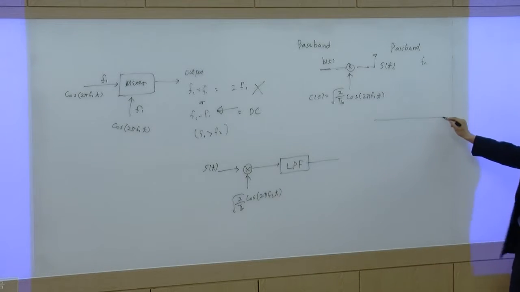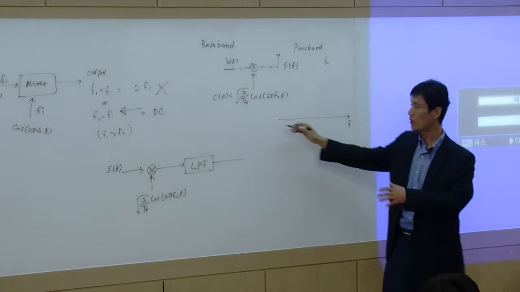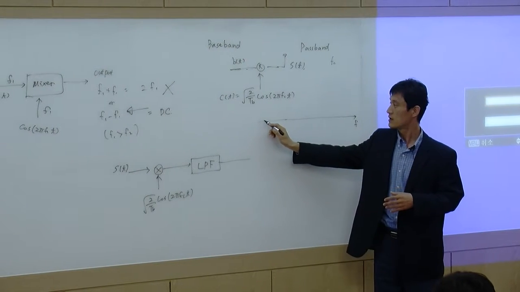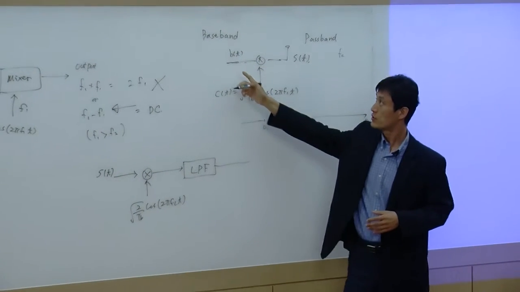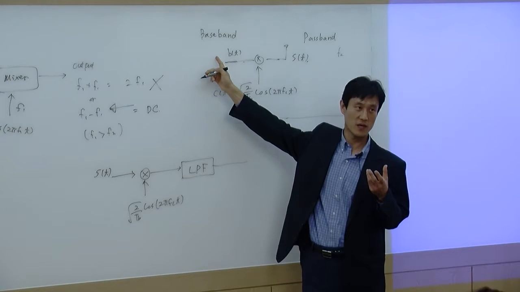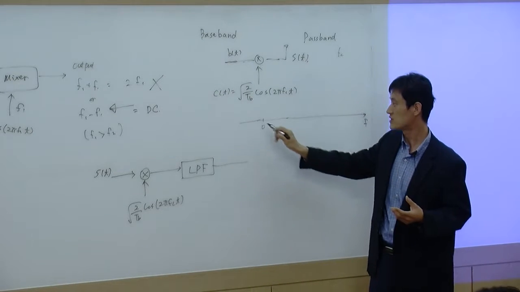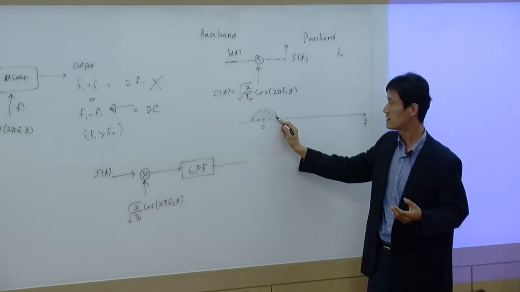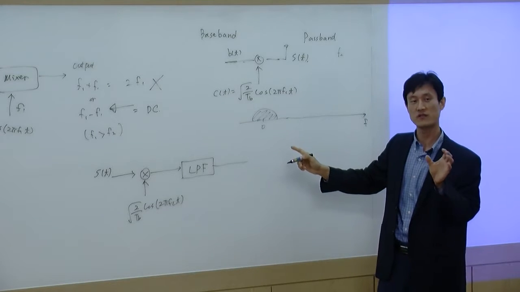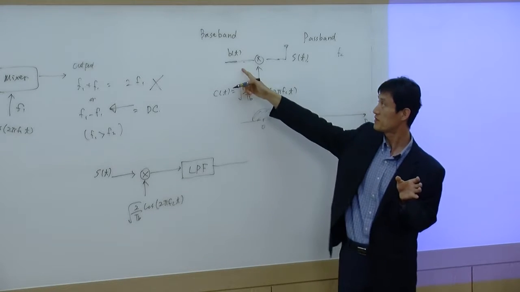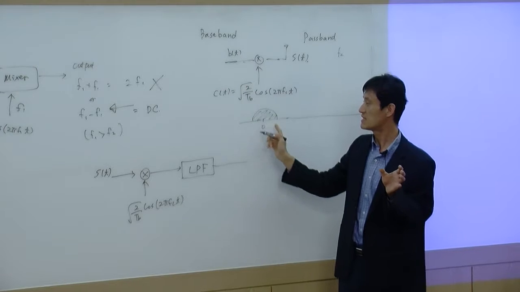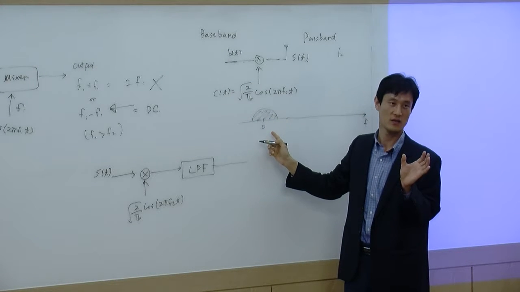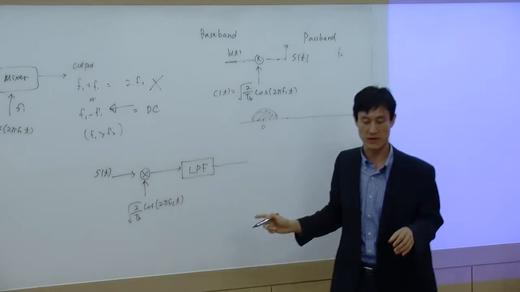So when I draw this in the frequency domain, here's 0. Your original information is in the baseband. So your original information starts from here. This is where your original information is, right? Your original information is around the DC frequency. This is the area we call baseband.